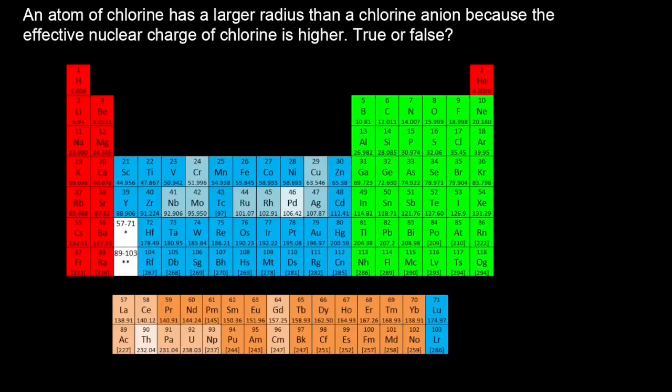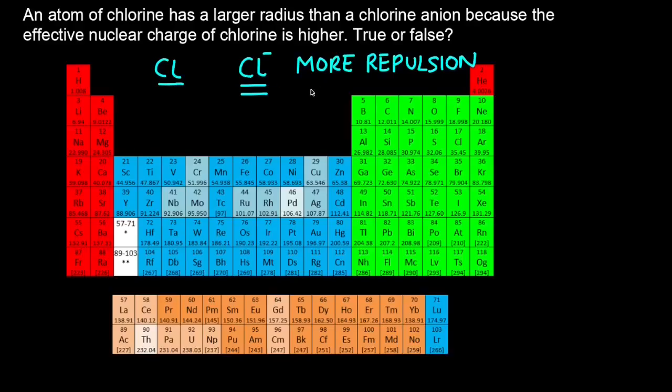An atom of chlorine has a larger radius than a chlorine anion because the effective nuclear charge of chlorine is higher. True or false? Well, an atom of chlorine with an additional electron is the chlorine anion. And because of this additional electron, the chlorine anion has additional repulsion and a larger radius than the chlorine atom. So this statement here is false in itself.